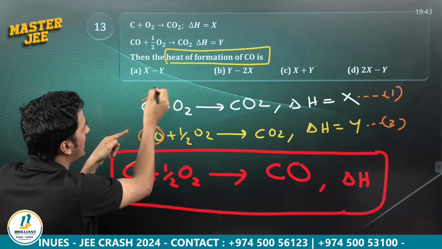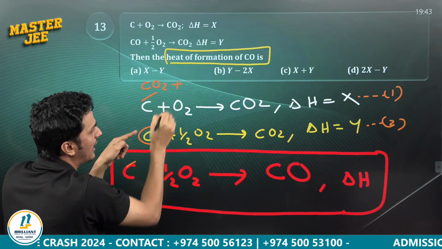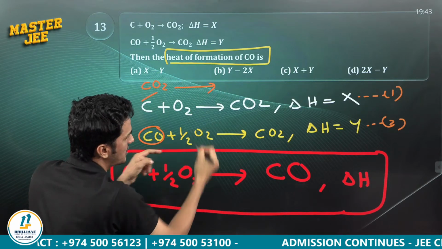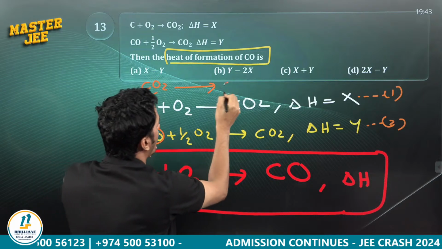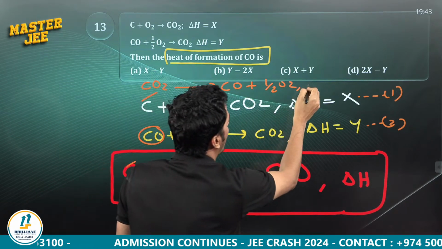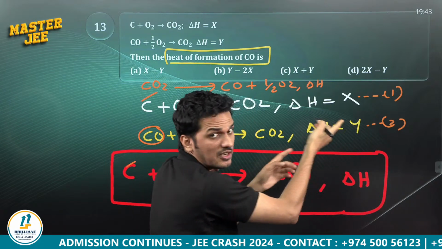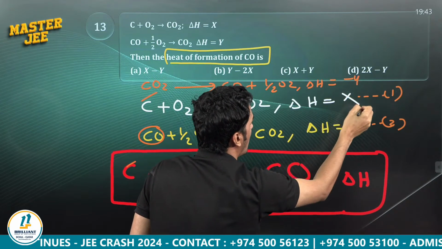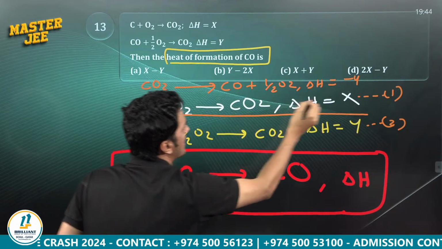Okay. So instead of that, I am writing CO2. Listen to me. CO2 gives CO plus half O2. Now what will happen to its delta H? If I am reversing, Y becomes minus Y. So now that is equation number 3.